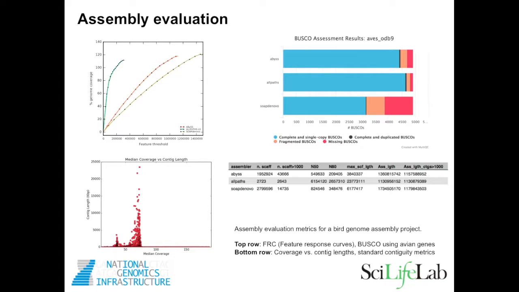And we see that the ALLPATHS assembly is the best one. It finds the most genes. Also, we plot the coverage versus the contig lengths, and we see that this is a diploid genome. All in all, taken together, the ALLPATHS assembly was the best one.